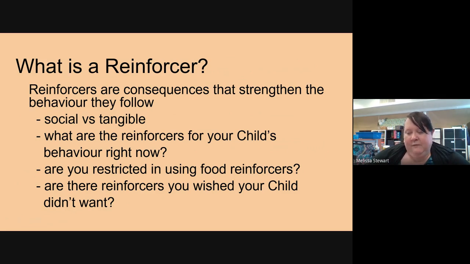So, if you want to think of what are the reinforcers for your child's behavior right now, like what would they work for? Are you restricted in using certain types of reinforcers like food? And are there reinforcers you wish your child didn't want? Because sometimes children may pick something they want to work for that isn't the easiest to get your hands on or just use in the moment when you're outside in the community.